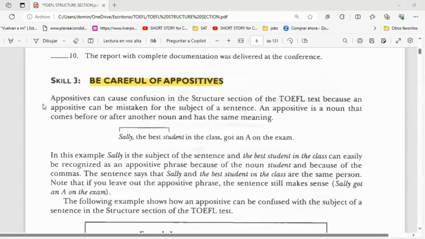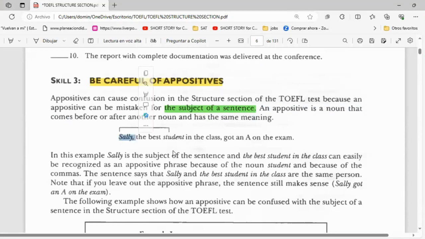Be careful with appositives. Appositives can cause confusion in the structure section of the TOEFL test because an appositive can be mistaken for the subject of a sentence. An appositive is a noun that comes before or after another noun and has the same meaning. In other words, to make things simpler, it is extra information about the subject that we are talking about in the sentence. And here is an example.